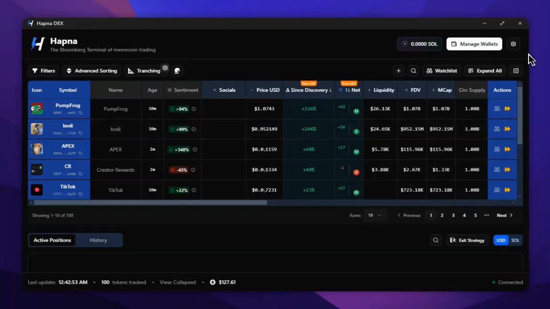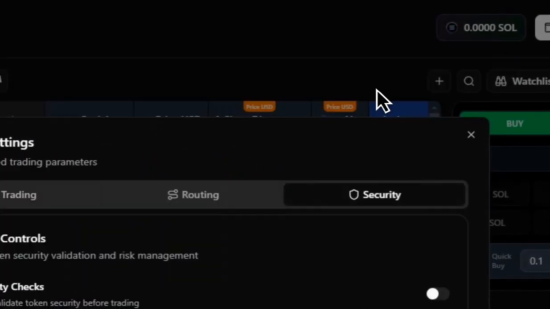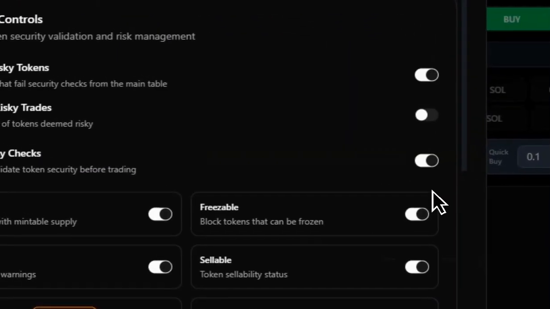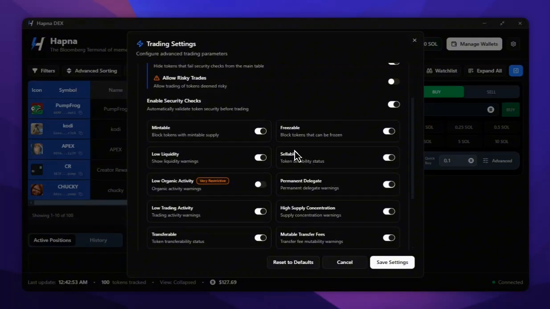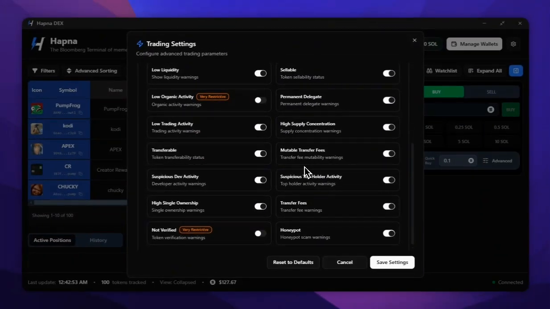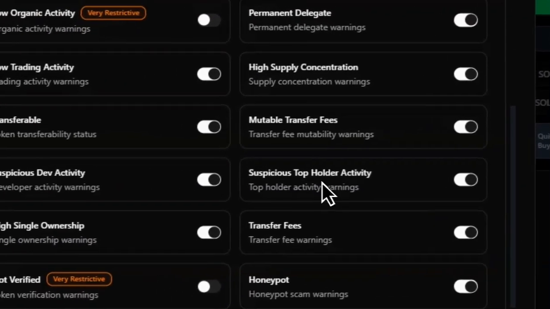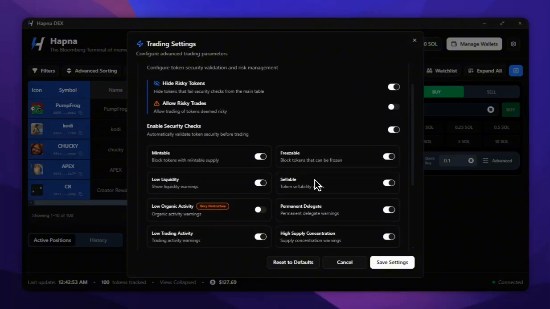So what we did, the first thing, is that we incorporated security as part of the filtering system. So with the Hapna software, you're able to, for example, go to the security settings. You can enable them, and you can toggle whatever safety criteria you see fit for your trading risk. For example, I don't want to see tokens that are deemed non-sellable, so I'm going to toggle this on. I don't want to see tokens that have a flag that shows that it's suspicious, so I'm going to toggle this one here. And you have so many safety criteria here that you can play with as you see fit.